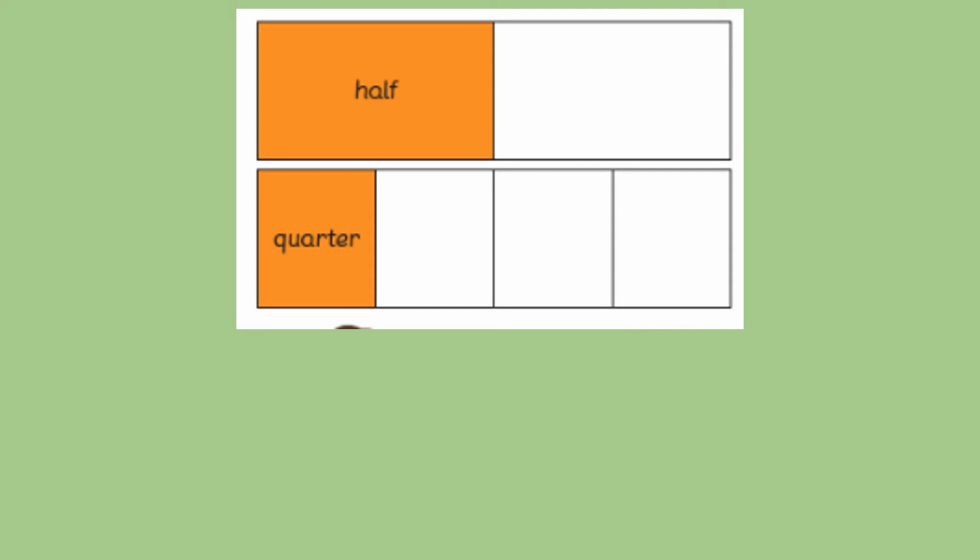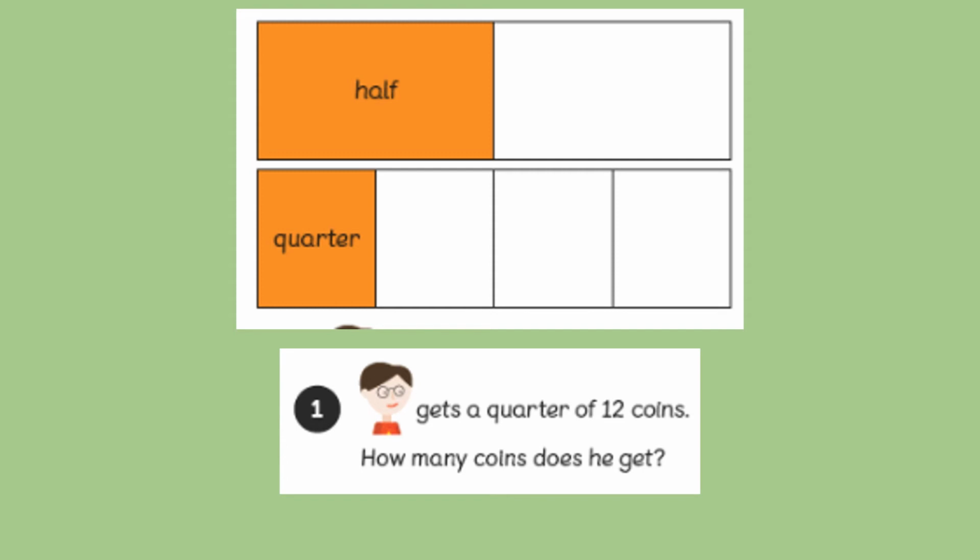This diagram helps to show us how halves and quarters look when they're put into groups next to each other. We can see that 2 halves make a whole and 4 quarters make a whole. We can also use this to help us to share out amounts of different objects. Let's use the bottom part of this diagram first of all, the bit that talks about quarters.